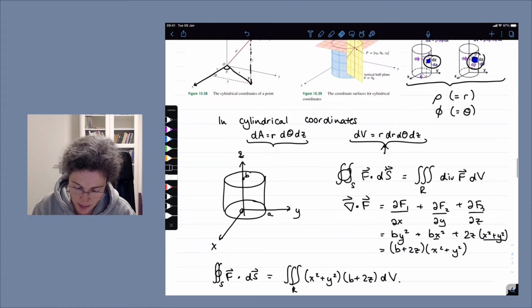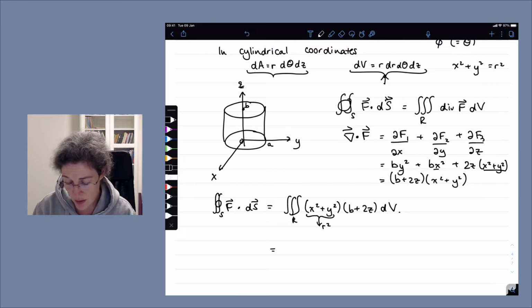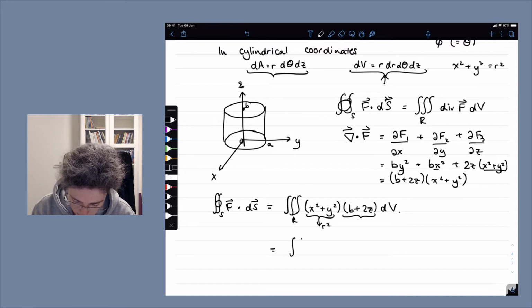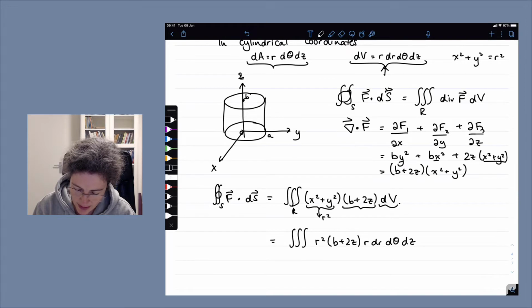the thing to remember with cylindrical coordinates is that, just like in polar coordinates, x squared plus y squared is equal to r squared. So this becomes an r squared. In cylindrical, we keep the z, so this term is going to stay the same. So we've got the integral of r squared times b plus 2z, and we need our volume element, so that's r dr d theta dz.